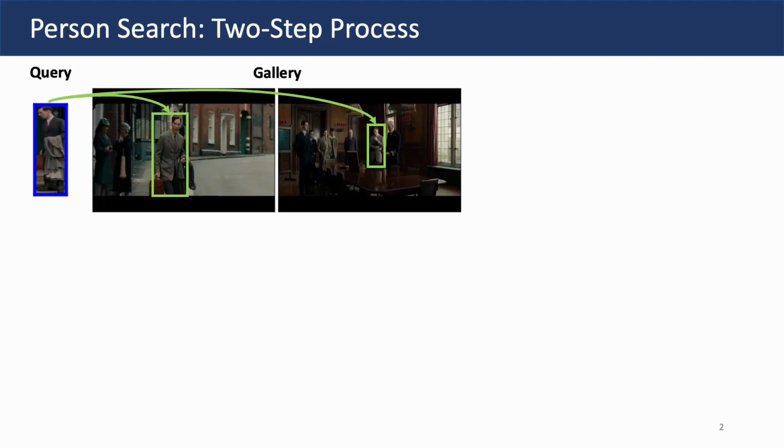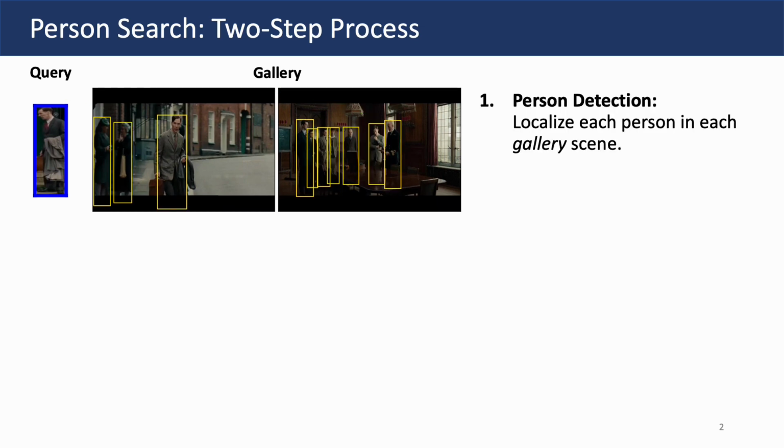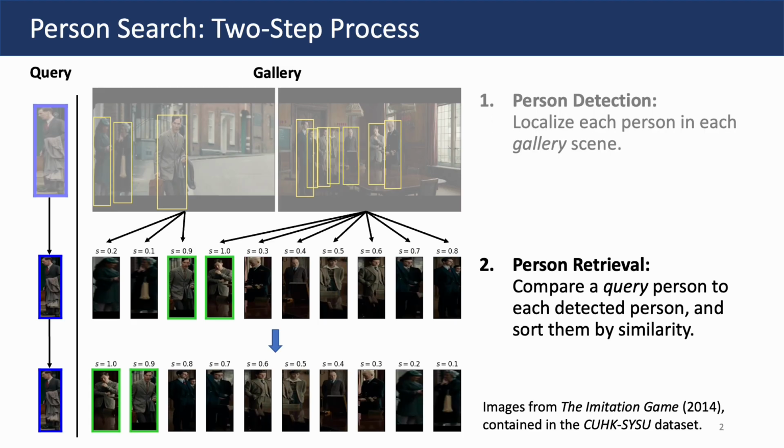In Person Search, the goal is to localize a query person in a set of scene images called a gallery. Person Search can be divided into two steps. First, person detection, in which we localize each person in every gallery scene, and second, person retrieval, in which we compare a query person to each detected person and sort them by similarity.